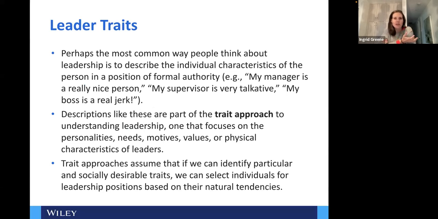Some people say, my manager's really nice, my supervisor's very talkative, etc. All different managers have different traits or characteristics of the person in charge. This is a trait approach to understanding leadership. It focuses on personality, needs, motives, values, etc. But this assumes that if we can identify particular, socially desirable traits, we can then select individuals for leadership positions based on their natural tendencies. So, is it possible to say that anybody who is really nice can be a good leader? Anybody who's tall can be a really good leader?